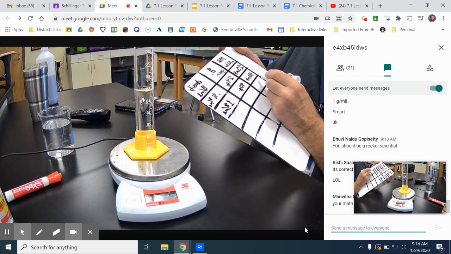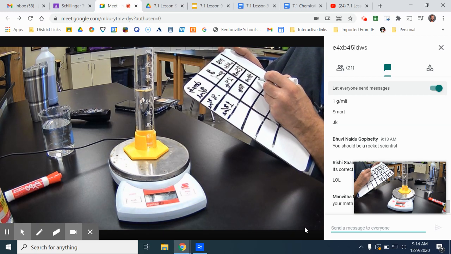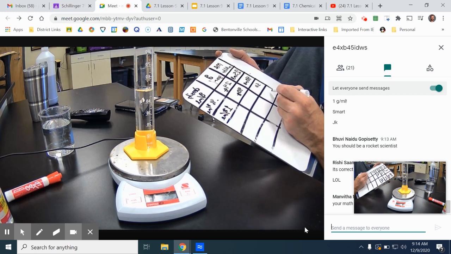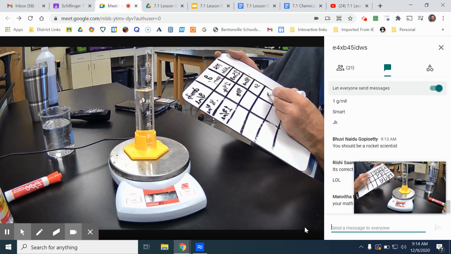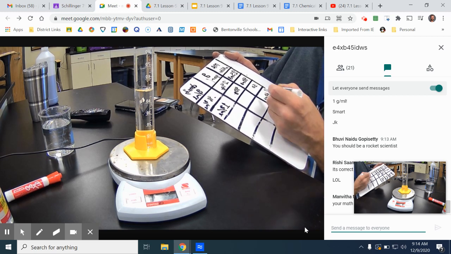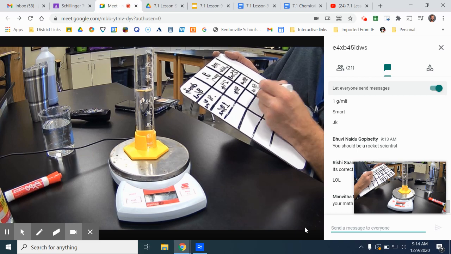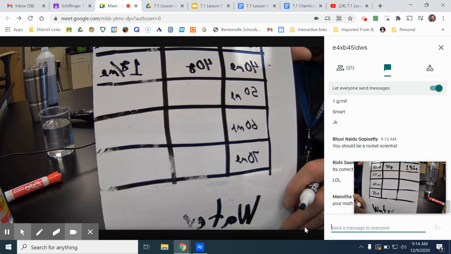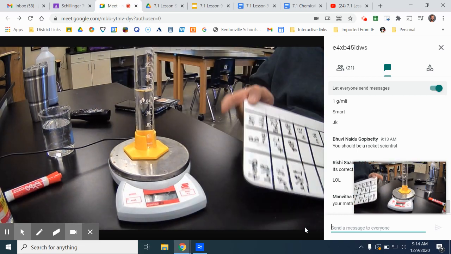So 50, you can go ahead and do this too. It's going to be 25, 40, 50, 60, and 70 milliliters. So after 50, it's 60 and 70? Yeah. Okay, thank you. You're welcome.